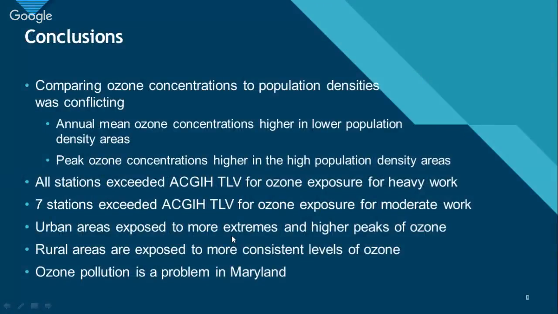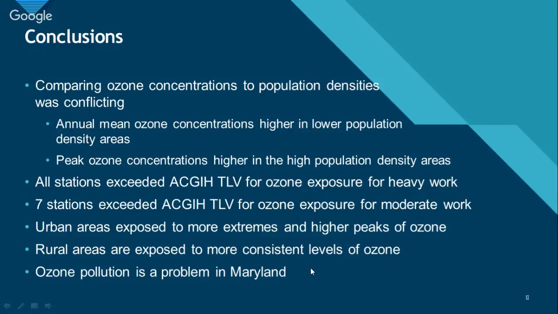So in conclusion, when comparing ozone concentration to population densities, the data was a little conflicting. The annual mean ozone concentration was higher in the lower populated areas. However, the peak ozone concentrations were higher in the higher population density areas. So it really depended on what metric you were looking at. If you're looking at mean, lower populated areas were worse, and if you're looking at peak, higher populated areas were worse.